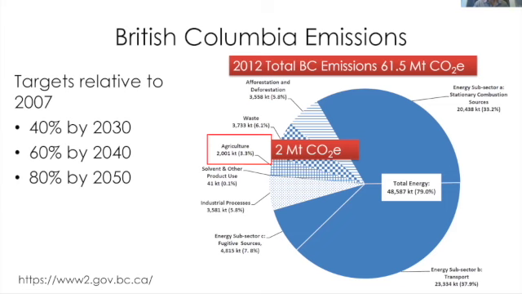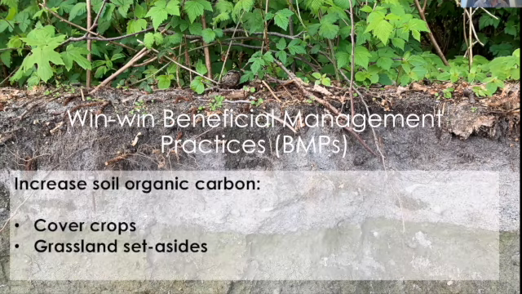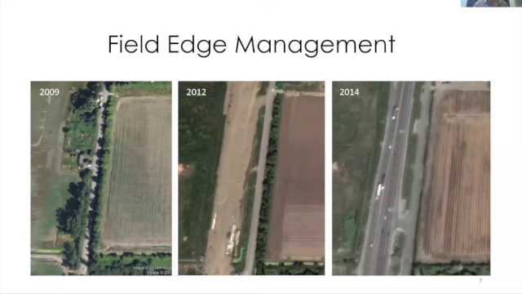Again, these are extremely ambitious targets, and it is a situation where we all are going to need to participate. So what does that mean for agriculture? Well, what we need to do is find pathways towards those emission targets that are not only beneficial for the climate, but beneficial for producers. So what we're looking for is win-win beneficial management practices. One of the potential pathways for this would be to increase soil organic carbon through practices like cover crops or grassland set-asides, a project that Jason worked on in his master's work.